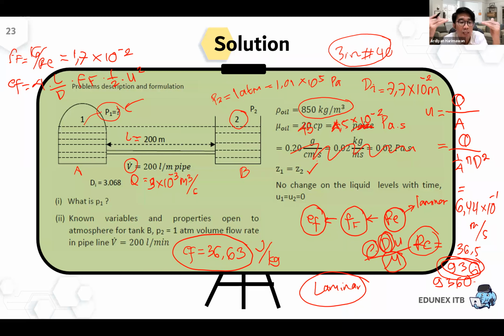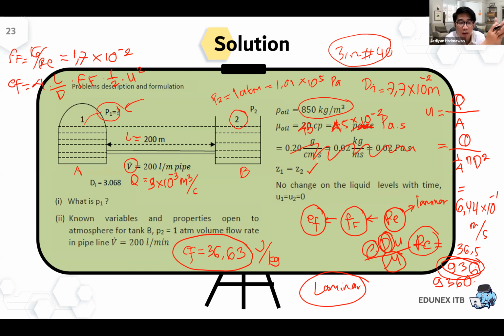And how about the velocity between point 1 and point 2? Well, we can assume it's negligible. Why can you say it's negligible or zero? Because we just assume that the tanks are large in diameter. And the other reason is we do the Bernoulli equation when the condition is already steady, right? So you can understand or imagine the process.